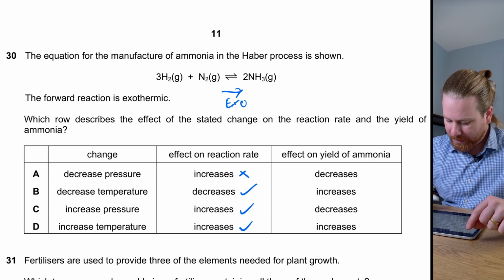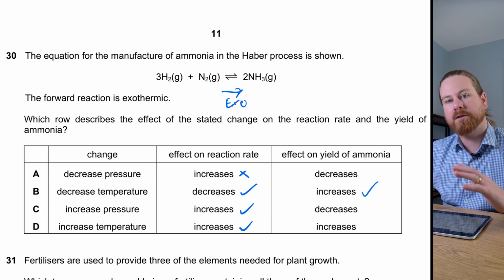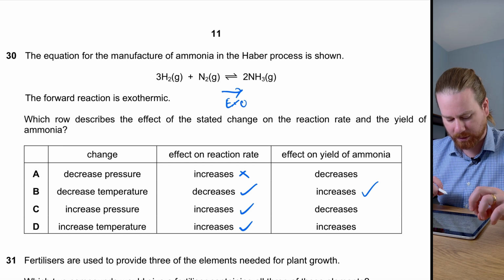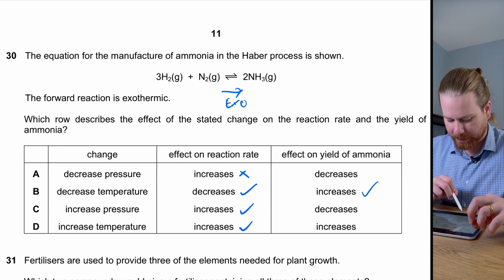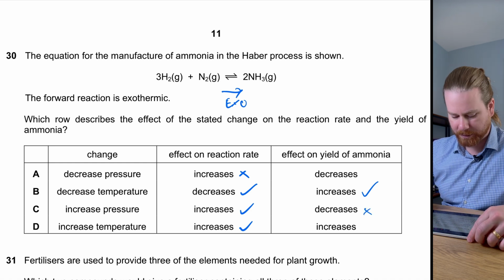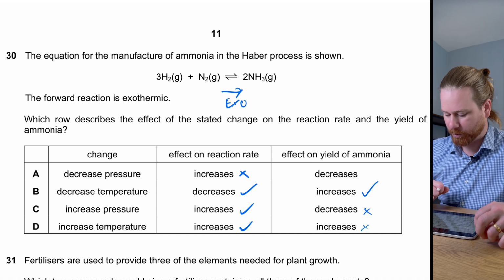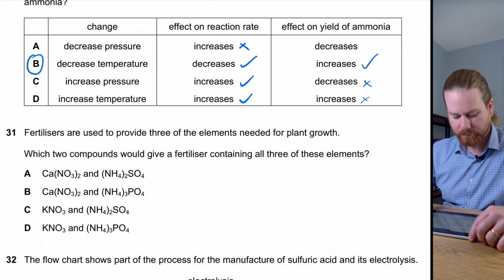All right, so if we decrease the temperature, yes, this is going to increase the yield because it's going to shift the reaction to the exothermic side. Let's just double check our other ones are not right. So it's probably going to be B. So if we increase the pressure, yes, this does decrease the yield, and then increasing the temperature, well, we already know that's not going to increase the yield, so our answer has to be B.